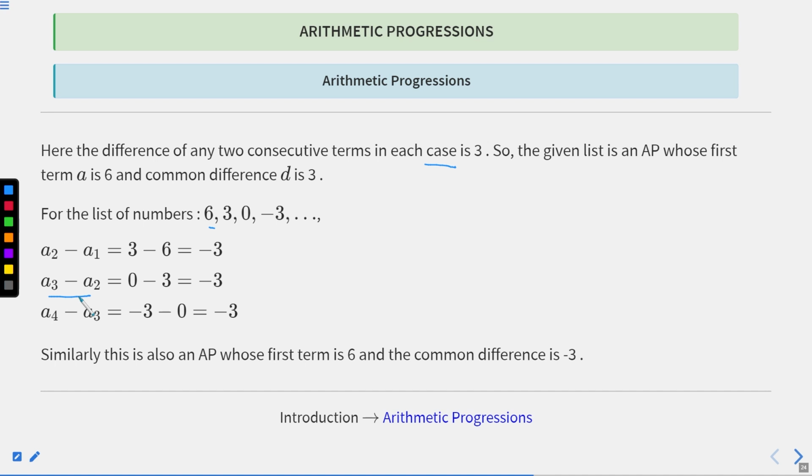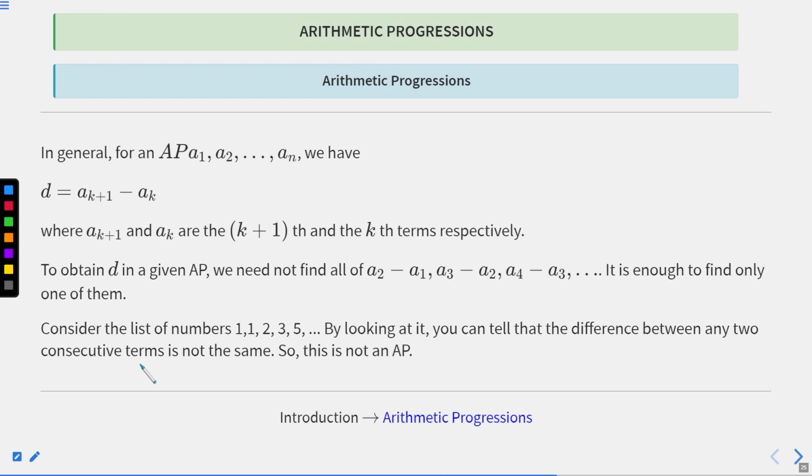So here basically for any k, the difference of two consecutive terms a(k+1) minus a(k) is equal to minus 3. So similarly, this list of numbers is also an AP, whose first term is 6 and the common difference D is equal to minus 3.